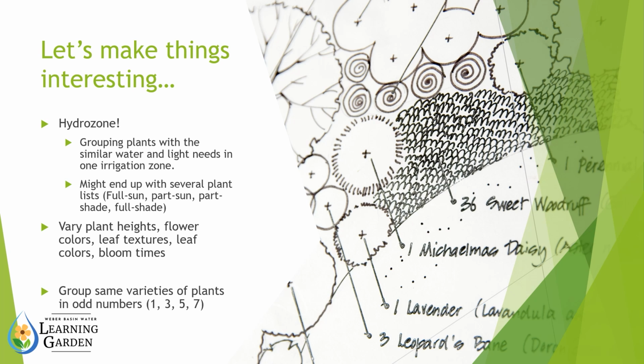Another thing that you want to do is vary your plant heights in your lists. Show what those plant heights are. Group those plants in those lists, maybe taller plants at the top and shorter plants at the bottom. What are the flower colors? What are the leaf textures? What are the leaf sizes? Those are all very important.